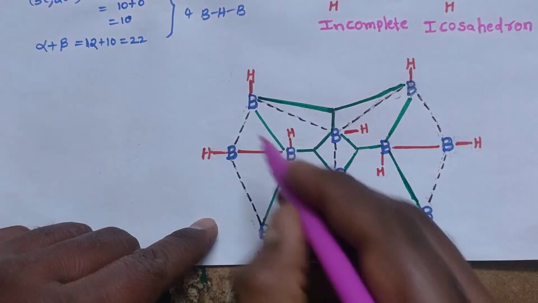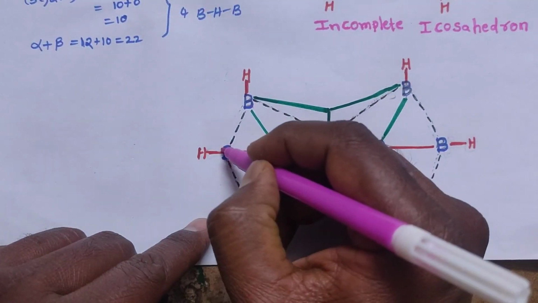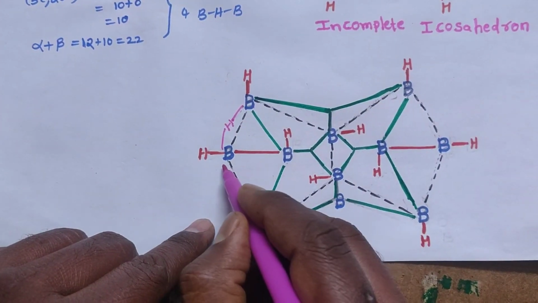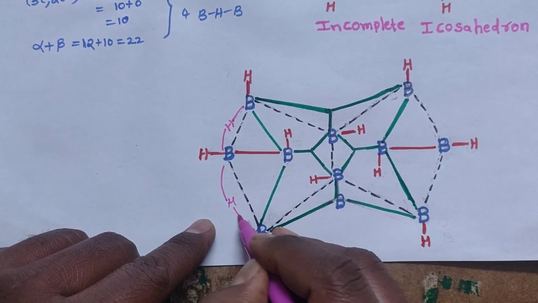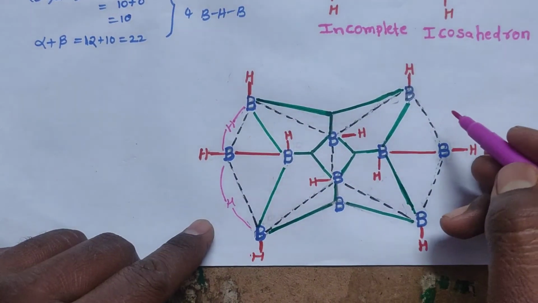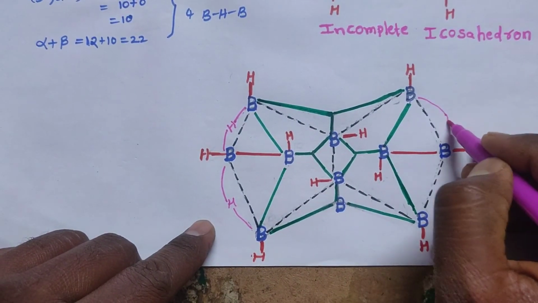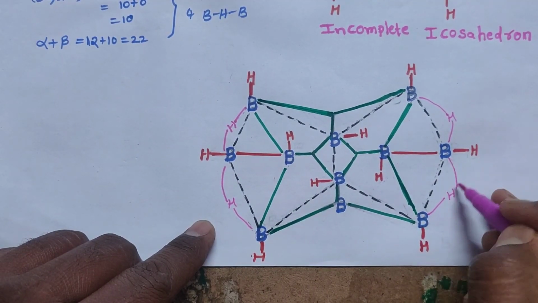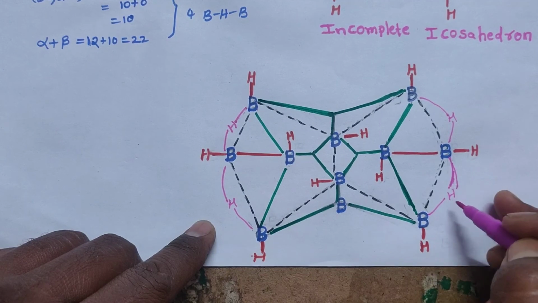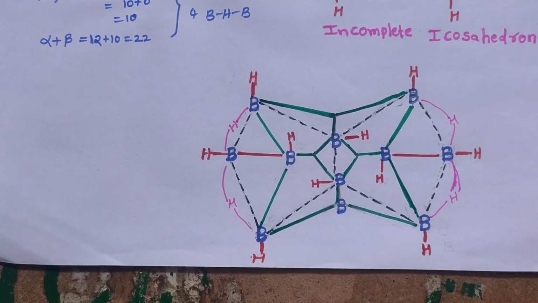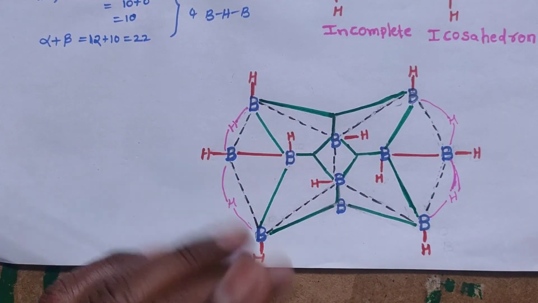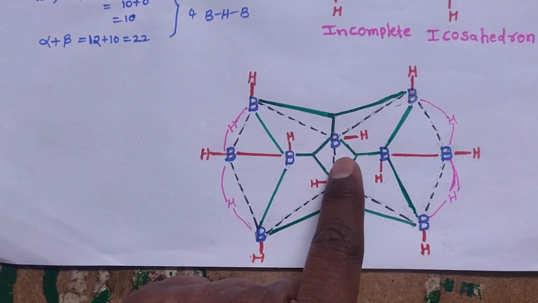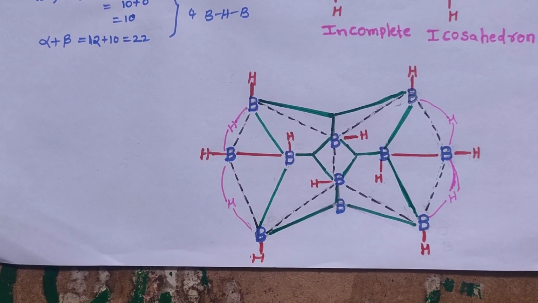Here I forgot to write the bridge hydrogen atoms. That is, look here, first BHB bond, second BHB bond, third BHB bond, and fourth BHB bond. So like that this structure is called the incomplete icosahedron, or two pentagons sharing one common edge. So like that also we can call.